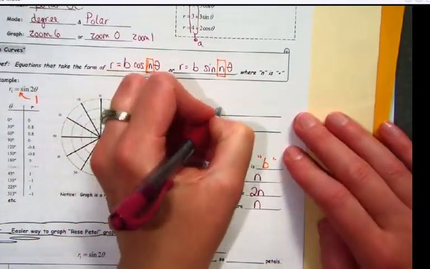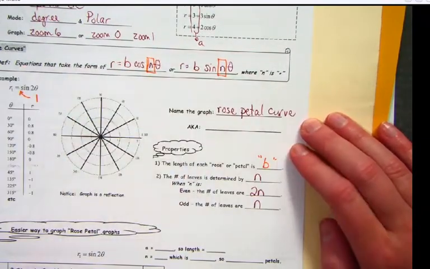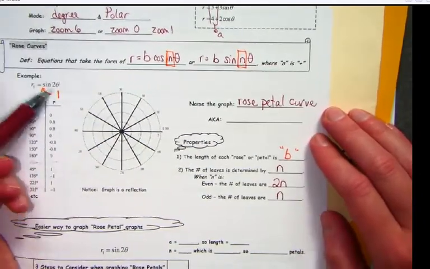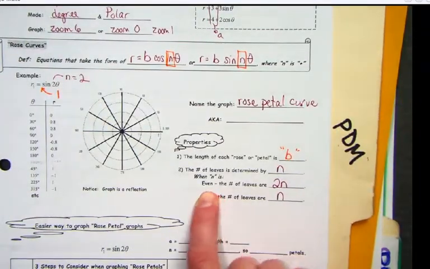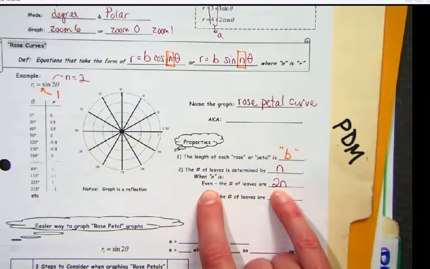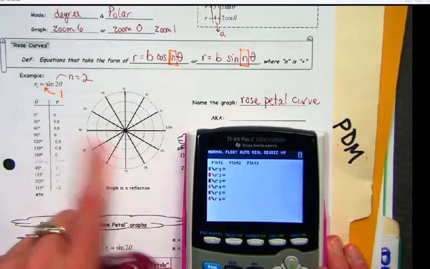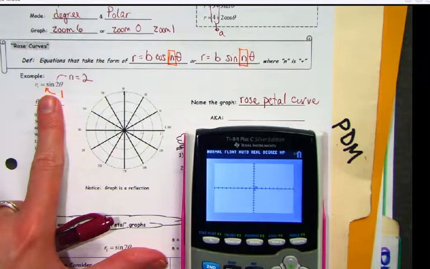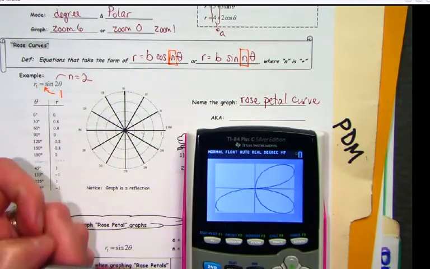Now we call this graph a rose petal curve, or just a rose graph is another way we could call this. And in this case, I see that we have an n value of 2. 2 is an even number. So how many petals would I be seeing? 4. Awesome. So when I graph this new one here on our grid, sine of 2 theta, I'm actually seeing 4 petals like this.